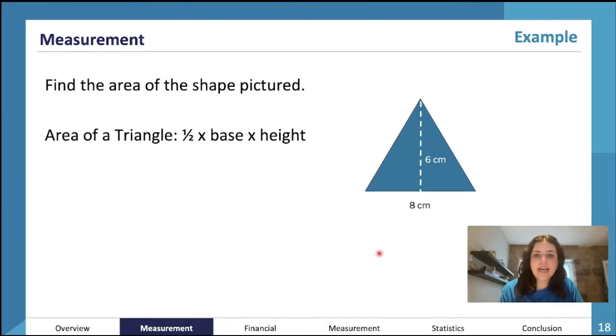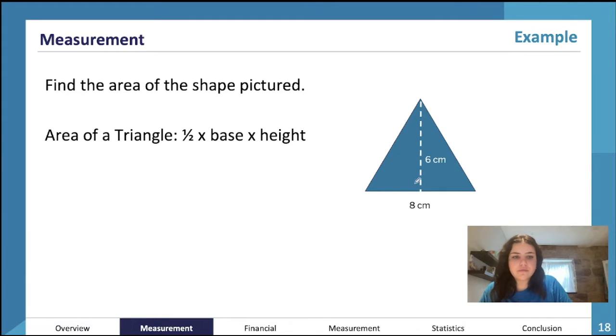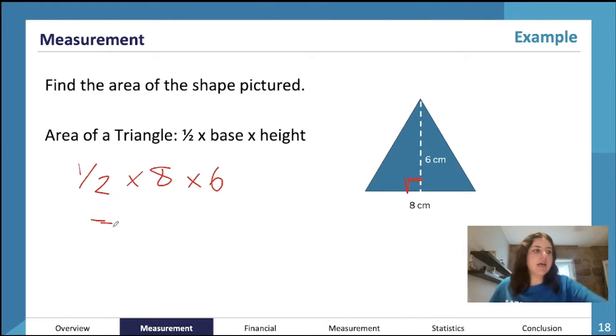So measurement, find the area of the shape pictured. So we have the area of a triangle, half times base times height. So how are we going to work this out? Because it's a right angled triangle, we have our right angle here. It doesn't require any trigonometry knowledge. Half times base times height. So we're going to do half times our base, which is 8, times our height, which is 6. And let me get out my calculator.